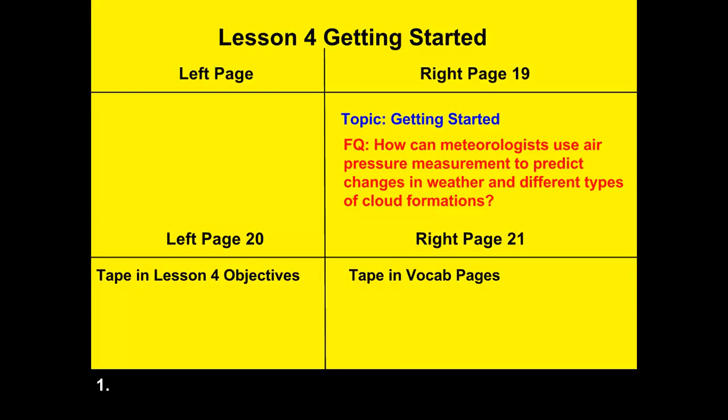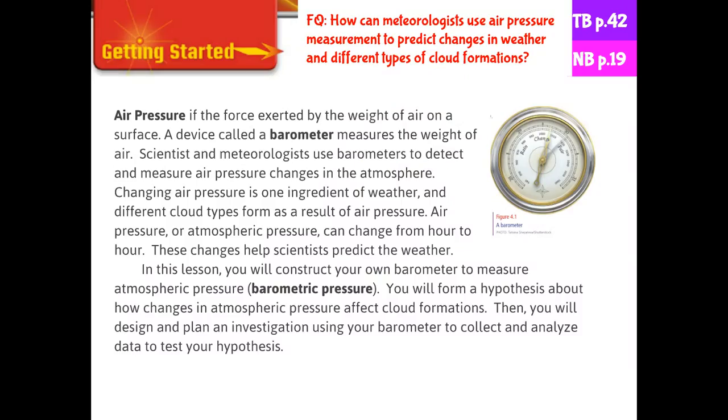We are on pages 19, 20, and 21. On page 19, that's where a majority of your work will go today. That's the Getting Started page. Our focus question for the next week and a half is, how can meteorologists use air pressure measurements to predict changes in weather and different types of cloud formations? On page 20, you should type in your objectives. And on page 21, we're going to give you a vocabulary page because there's a lot of vocabulary in this lesson. So as we look at the getting started, I'm going to read this aloud.